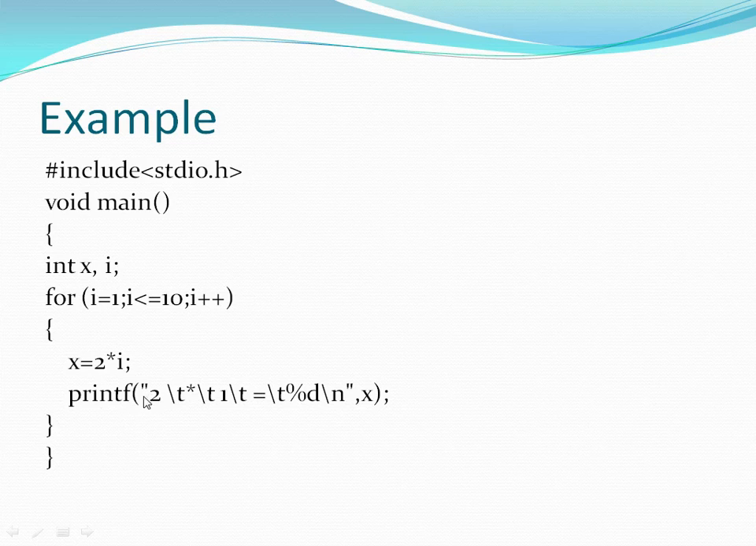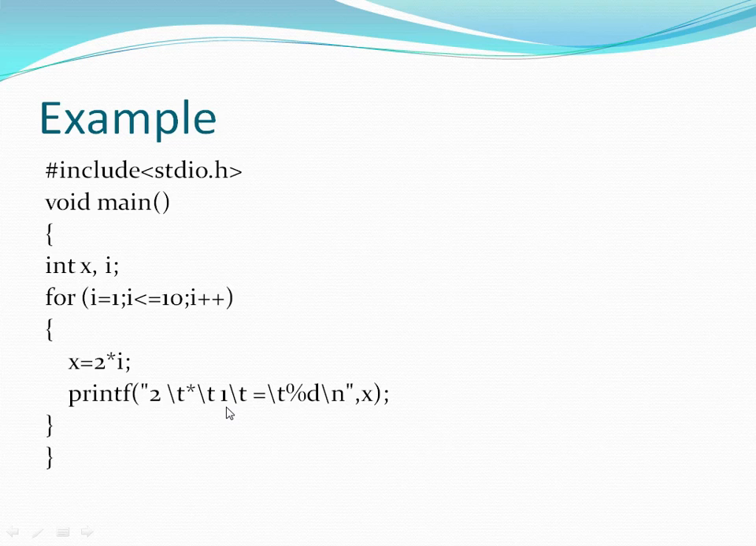Printf parentheses open, double quote open, 2 and \t. \t here means we will put an extra space. It's a horizontal tab here, and then we'll put star here, star. Since it is enclosed in double quotes, it would be printed as it is, star. And this \t is an escape sequence which has very special meaning in the C language. So it will put a horizontal tab gap.